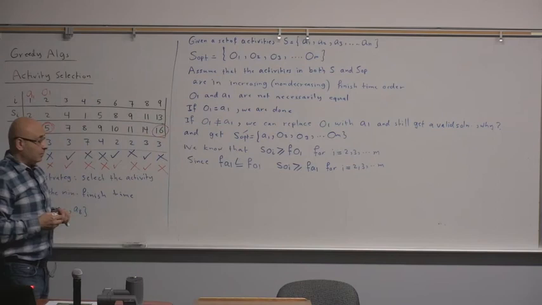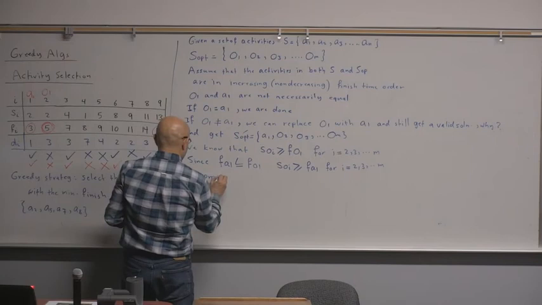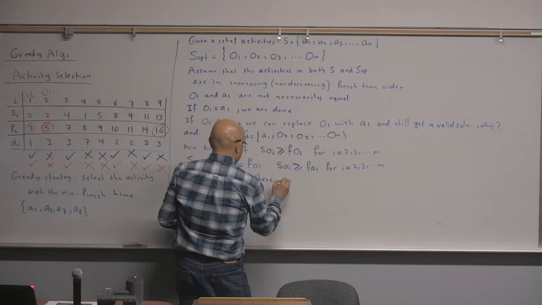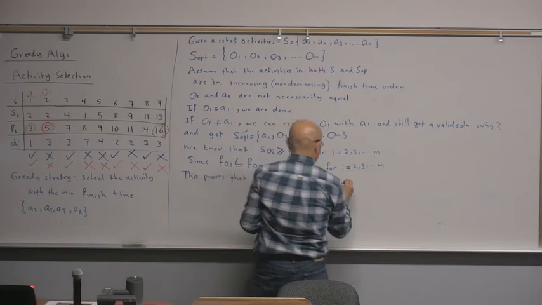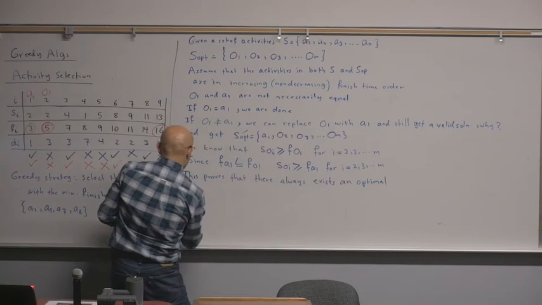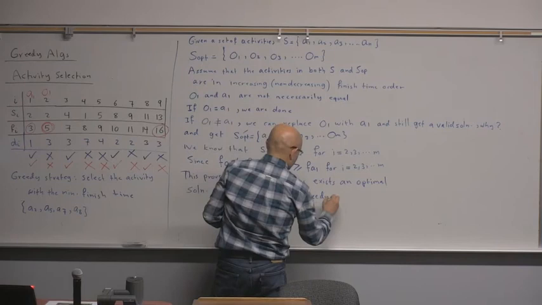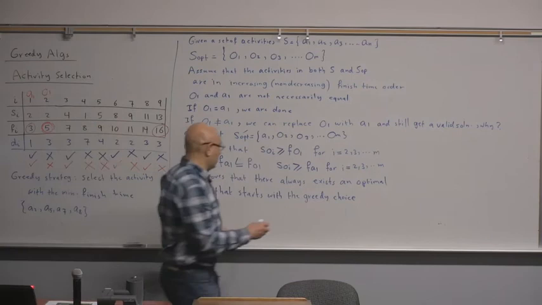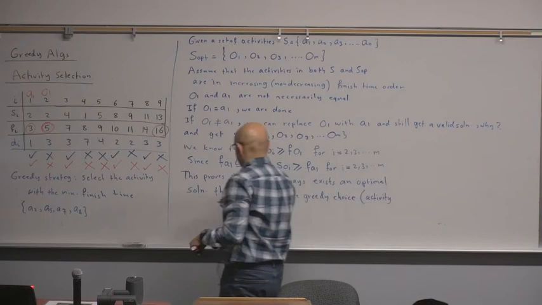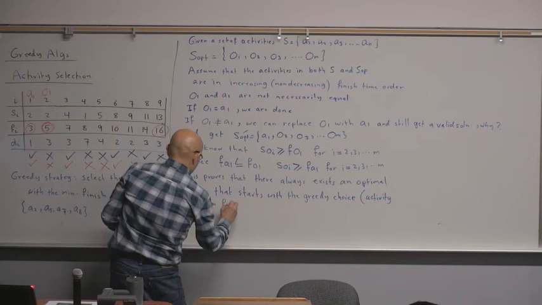Well, what does this prove? This proves that there always exists an optimal solution that starts with the greedy choice. What's the greedy choice in this case? The activity with the minimum finish time. Greedy choice in this context is the activity with minimum finish time.